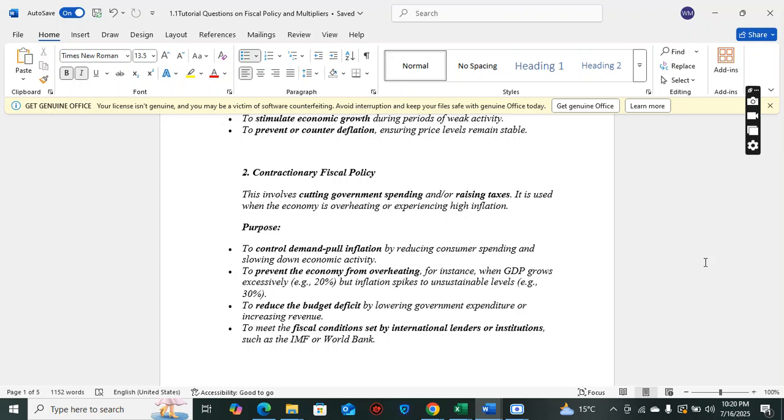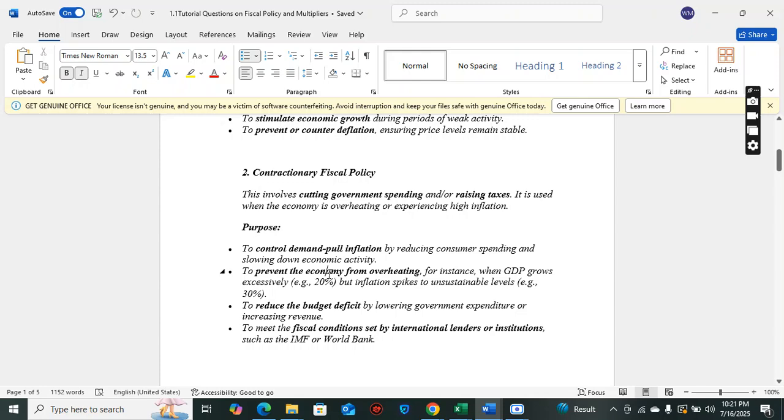And with inflation, the other problem is our goods become expensive to foreigners who buy Zambian goods. So you might find they start buying goods elsewhere, and our exports get affected.